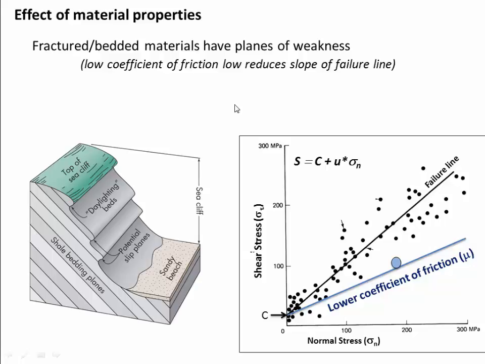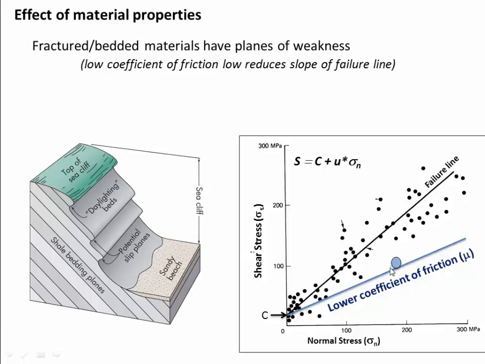Now another material property, of course, is fracturing and bedding. If we have a lot of planes of weakness in our material, like we're showing here in this bedded sedimentary rocks, where these sedimentary beds can act as planes of weakness, these different planes may have different coefficients of friction between them. It may be that some of these beds are quite smooth and slippery. And so if we reduce the coefficient of friction along some of these beds, that's going to lower the slope of the failure line. It's going to bring us from a steeply sloping failure line down to a shallowly dipping failure line. And that's because we're reducing the coefficient of friction, mu, which of course defines the slope of that line.